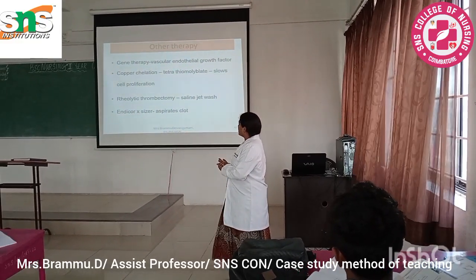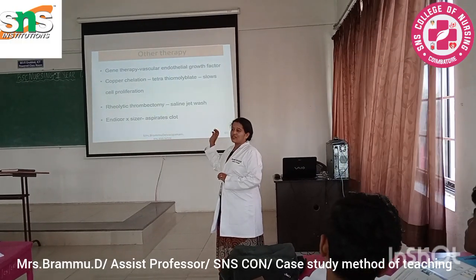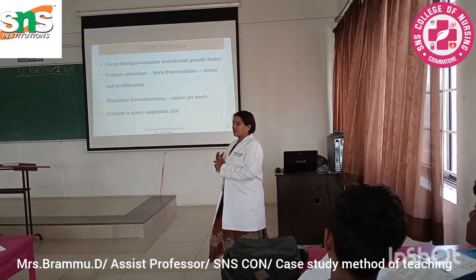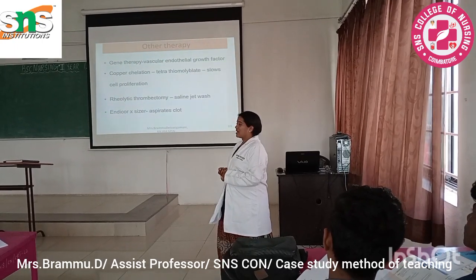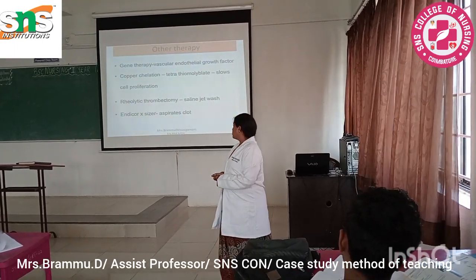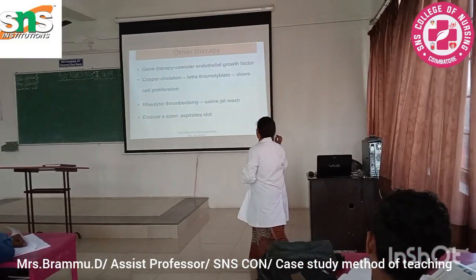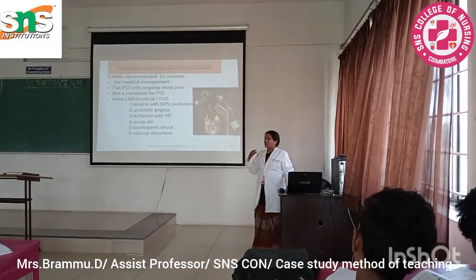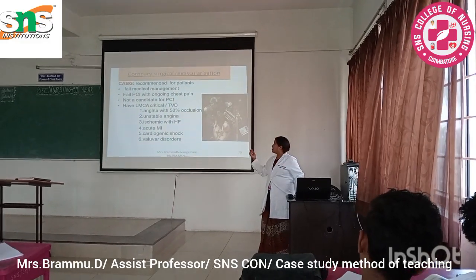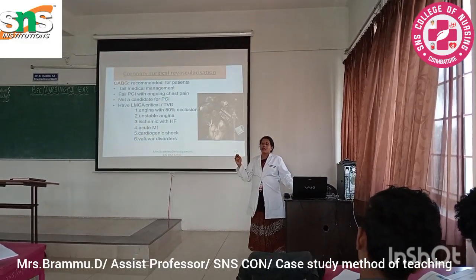Or we can plan for rheolytic thrombectomy. Here it is done by a jet wash of the coronary artery. And finally we can also do a clot aspirator, where an Endicott excisor aspirator can be used. If all the above measures fail, we have to plan for CABG. CABG is coronary artery bypass graft.